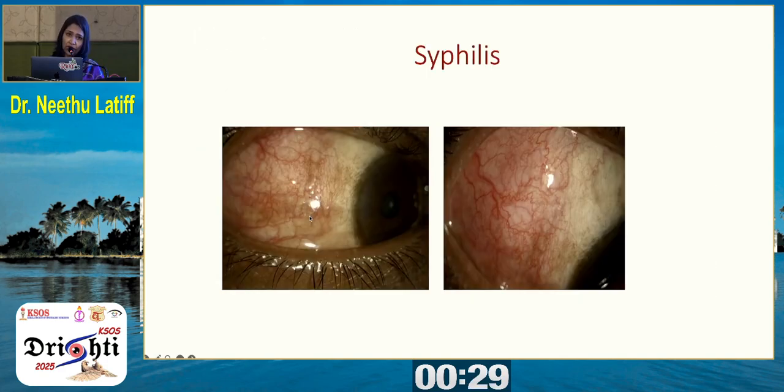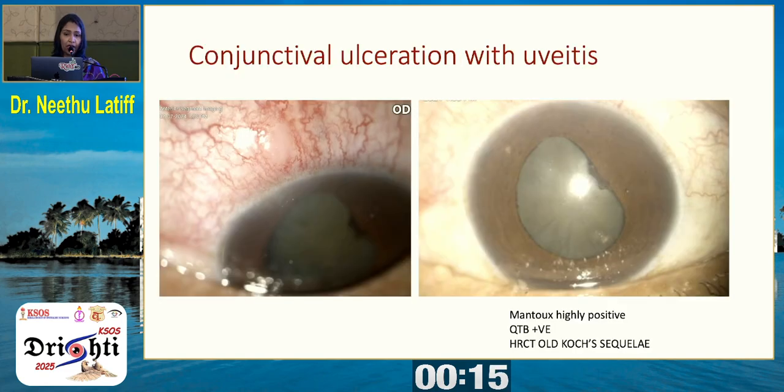Now, this is one patient with syphilis who rarely presented with scleritis alone. He came to us with scleritis, and then we diagnosed syphilis. So the great mimicker can even present as scleritis, so beware, and it is better to add RPR and TPHA to your scleritis panel. Conjunctival ulceration: this patient had a conjunctival ulceration with uveitis. The Mantoux was highly positive, QTP positive, HRCT suggestive of sequelae, and TB was diagnosed.